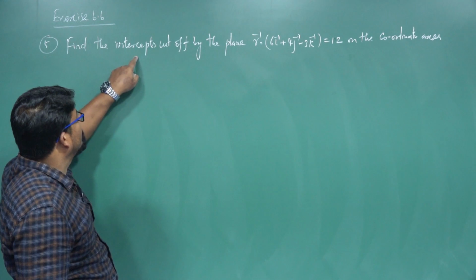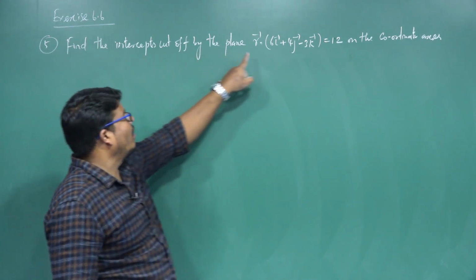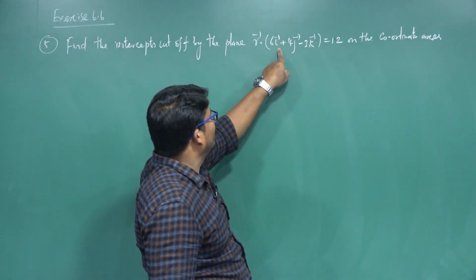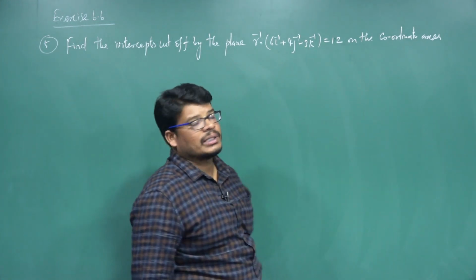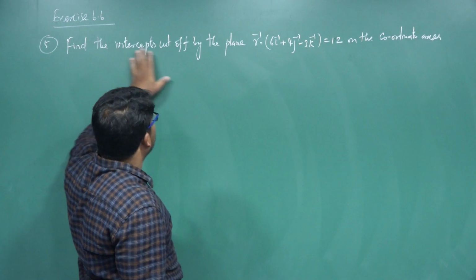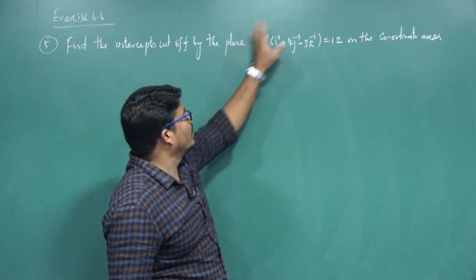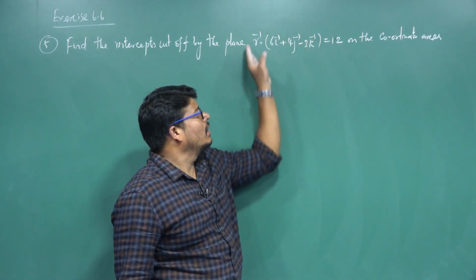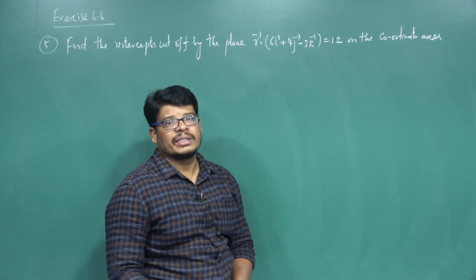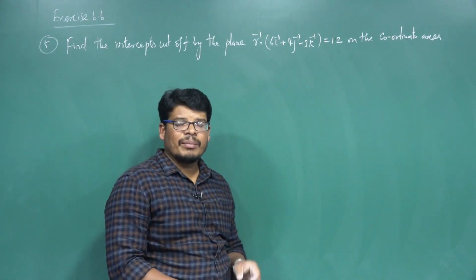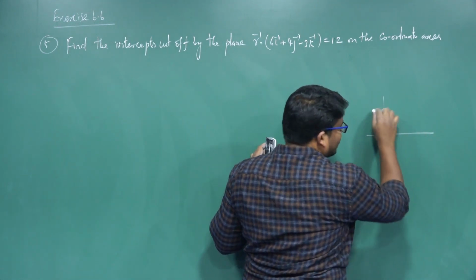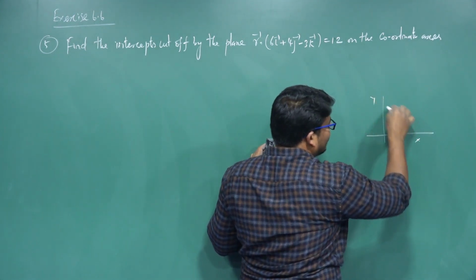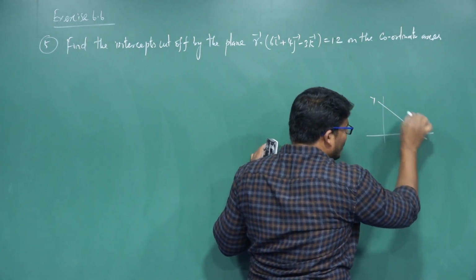Find the intercepts cut off by the plane r vector dot 6i vector plus 4j vector minus 3k vector equal to 12 on the coordinate axes. Find the intercepts cut off by the plane on the coordinate axes. Already you know the intercept form. This is the x and y axis. The line intercepts the x and y axis.